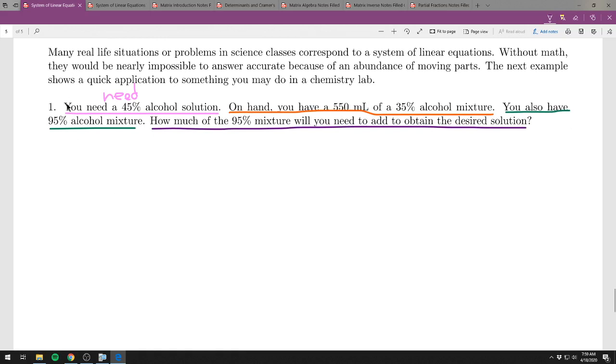Right, so the idea with any word problem is to define your variables. We need to know how much of the 95% mixture to get our desired result. So the good idea would be calling X something like the amount of the 95% mixture.